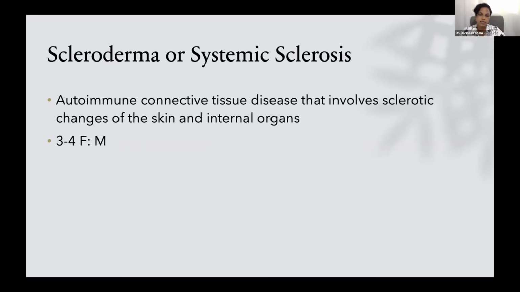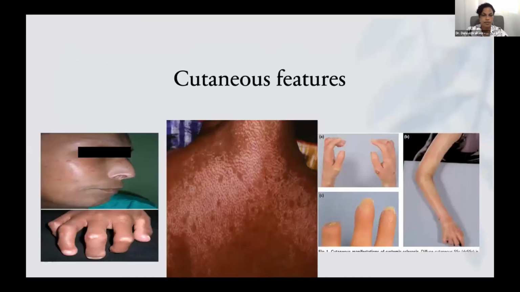Scleroderma, or systemic sclerosis, is an autoimmune connective tissue disease that involves sclerotic changes of the skin and internal organs. There's a 3 to 4 times female predominance. It typically presents with very taut, shiny, indurated skin. Quite commonly, before you even notice that, these patients may just complain of hyperpigmentation to their skin. They notice the skin is going dark. And then when you actually feel the skin on the hands, you notice that it's very indurated and thickened, taut.